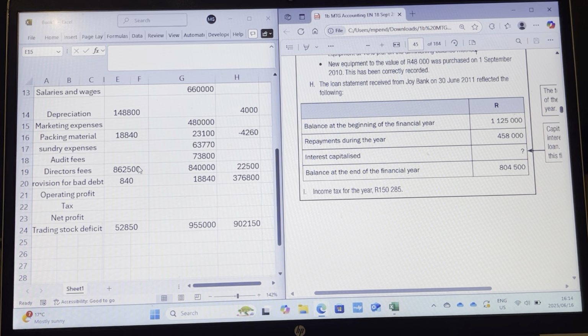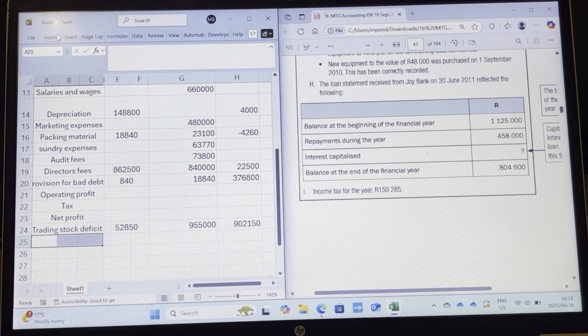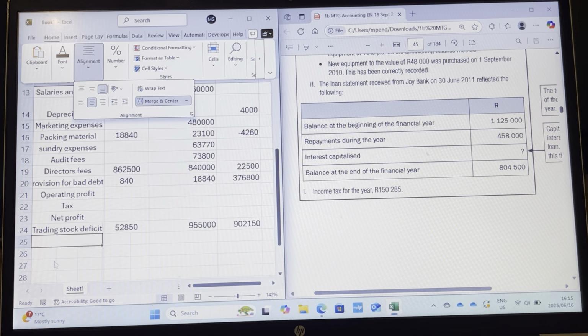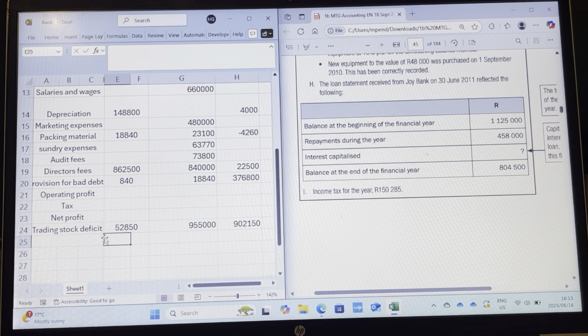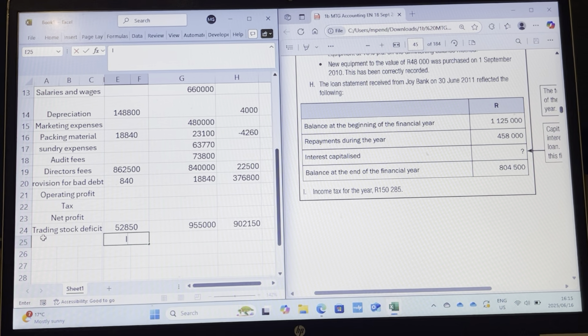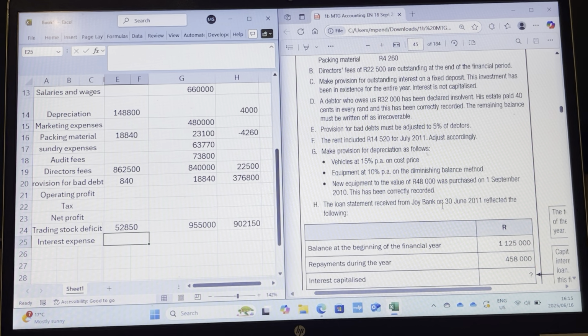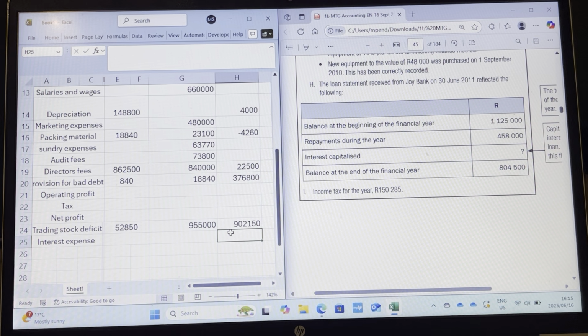So I'm just checking here if I have my interest. I think I forgot to put my line item for interest expense. I'll just include that briefly here, my interest expense line item. And we do not have interest expense. So just briefly, what we are going to do is actually work backwards to get this amount.